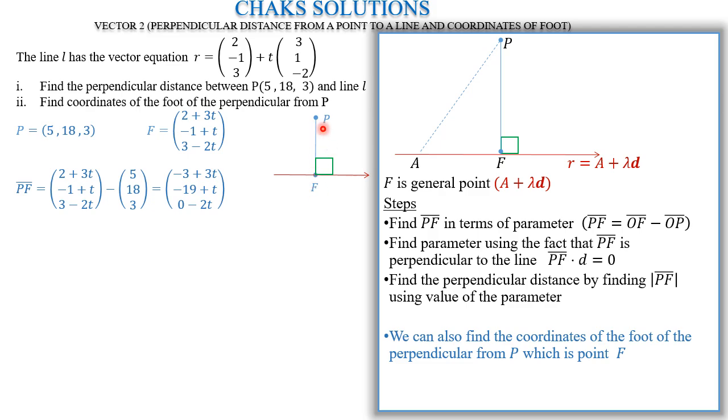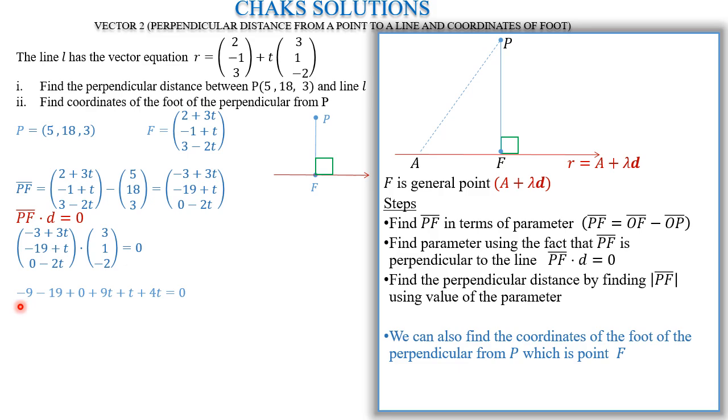So we know that PF is perpendicular to the line here, which means PF dot the direction of the line should equal 0, because to find the shortest distance we need the perpendicular distance. So we are just going to find the dot product PF dot the direction equals 0. From there we can now find the value of t.